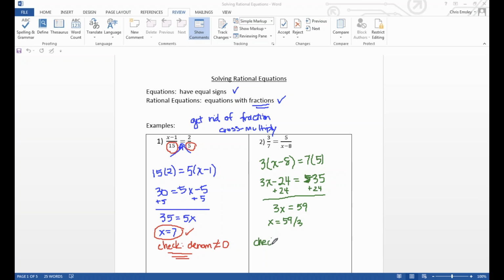But we are not finished. We have to go back and check our original denominators. Over here on the left, we had 7. 7 is never equal to 0, so that's okay. On the right, this time we do have a variable. So if we were to put our answer in place of x, would that give us an expression that was equal to 0? You can plug this into your calculator or you can actually do the arithmetic, but I happen to know that 59 thirds is not equal to 8. So 59 thirds minus 8 is not going to be equal to 0. So this one checks out, and that is our answer.